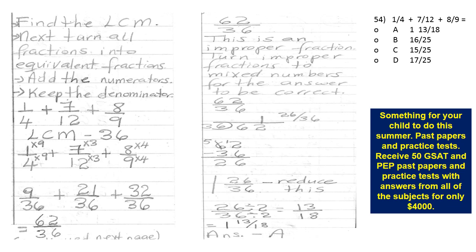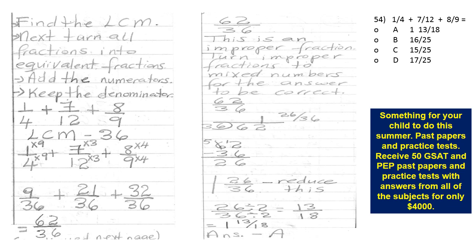So therefore 9 over 36 plus 21 over 36 plus 32 over 36 is equal to 62 over 36. 62 over 36 is an improper fraction. You cannot have an improper fraction as the answer. That's not really correct. So you're going to turn this improper fraction to a mixed number for the answer to be correct.